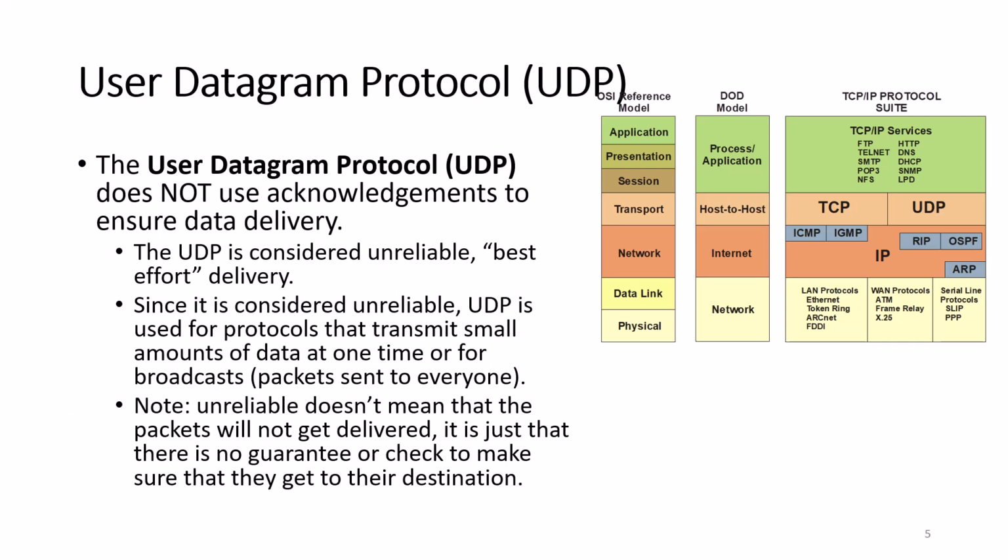The User Datagram Protocol, or UDP, does not use acknowledgements to ensure data delivery. UDP is considered unreliable, best effort delivery. Since it's considered unreliable, UDP is used for protocols that transmit small amounts of data at one time or for broadcasts, or packets sent to everyone. Note that unreliable does not mean that packets will not get delivered. It's just that there's no guarantee or check to make sure that they get to their destination.